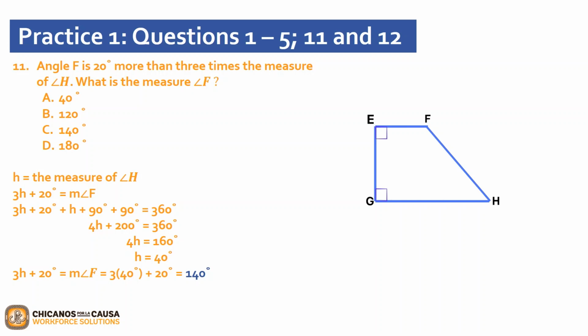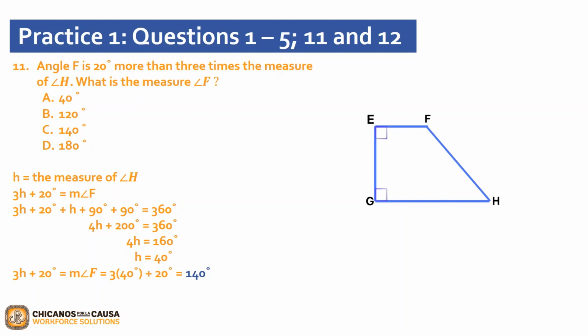So let's take a look at this. We have 4H plus 200 degrees equals 360. In order to isolate the 4H, we're going to have to subtract 200 to cancel it from one side, but what we do on one side, we have to do on the other. So that leaves us with 4H equals 160 degrees.